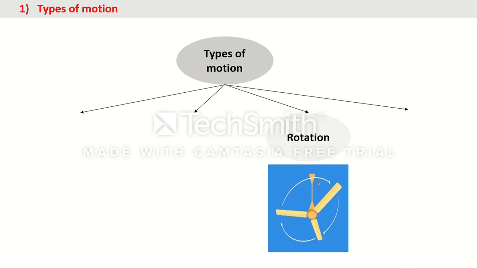Second type of motion is the rotation. In the case of rotation, we must have an axis where the object is rotating about this axis of rotation. This is what we call delta. An example of rotational motion, we have the fan. Here is the axis of rotation and the fan is rotating about this axis. So another example, we have, for example, the door. So this is the axis of rotation, delta, and this is the rotation about the axis.